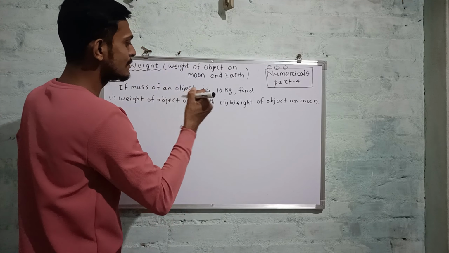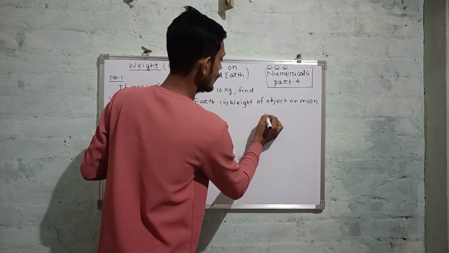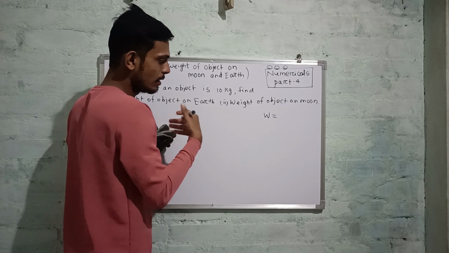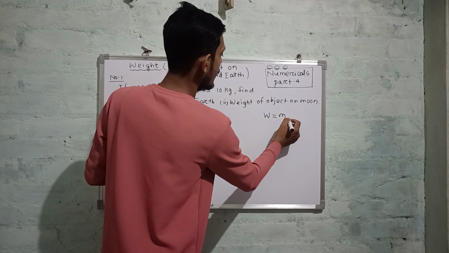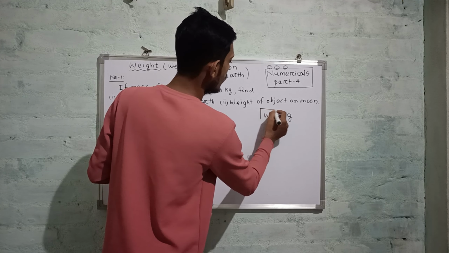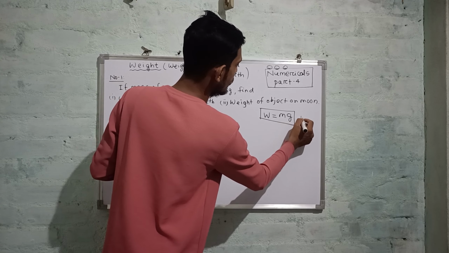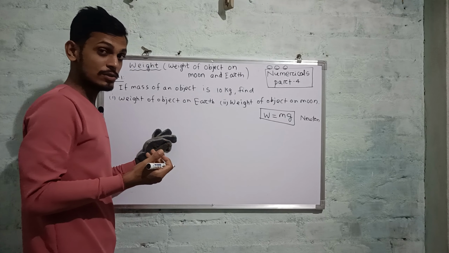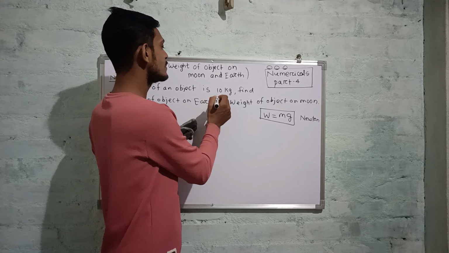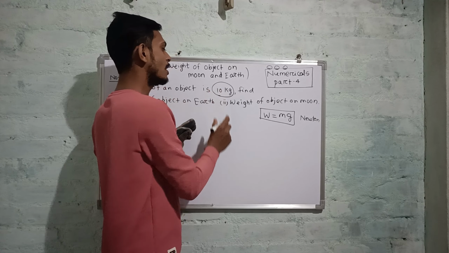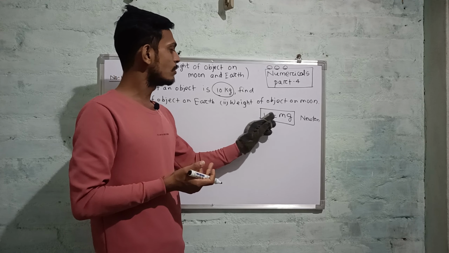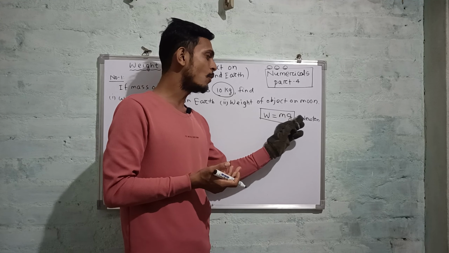Write this formula: weight, denoted as W, equals m into g. W equals m into g, and its unit is Newton because weight is a force. Mass is the basic fundamental property of matter. Weight is a force.